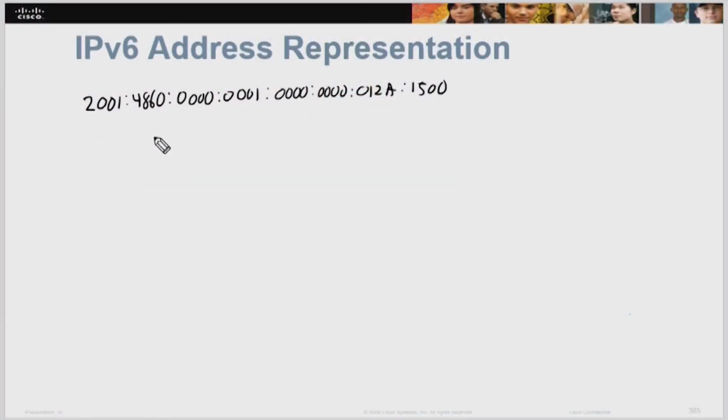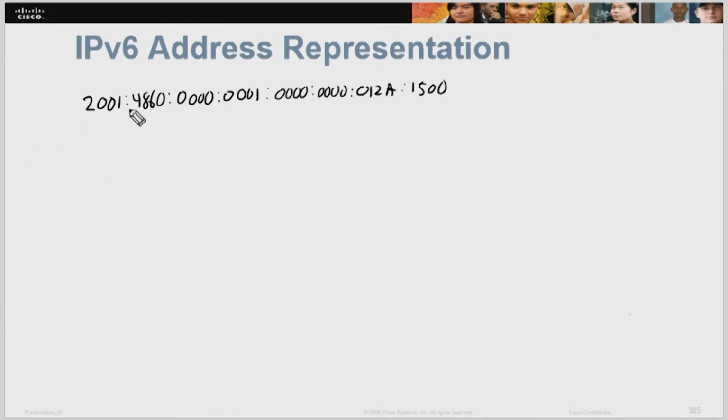So here's an IPv6 address that I've just thrown up here, kind of made this up, 2001 4860 0000 0001 0000 0000 012A 1500. Again, long and cumbersome. Is there some way we can make this look a little bit more efficient? Maybe we'll do a quick little blurb into what we're looking at here.